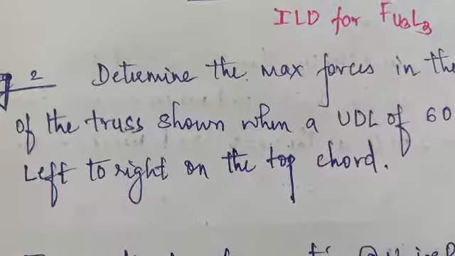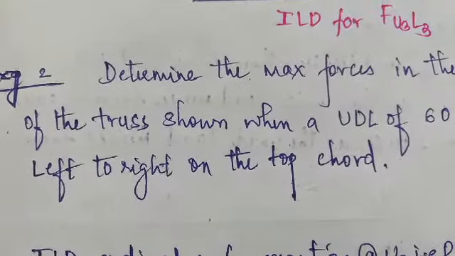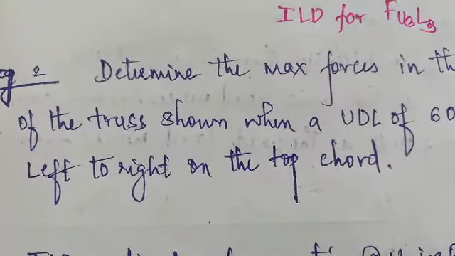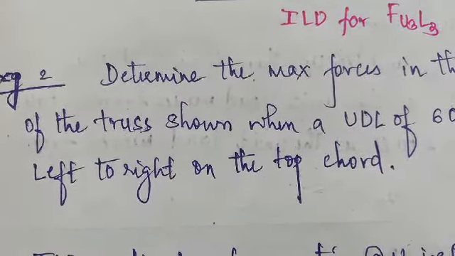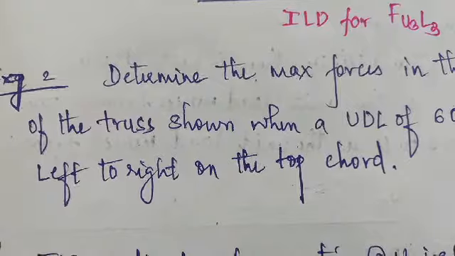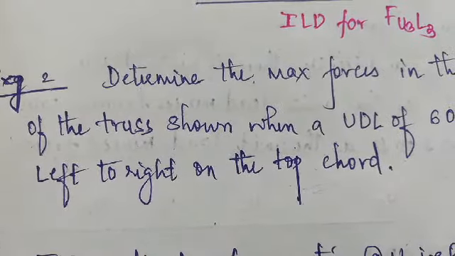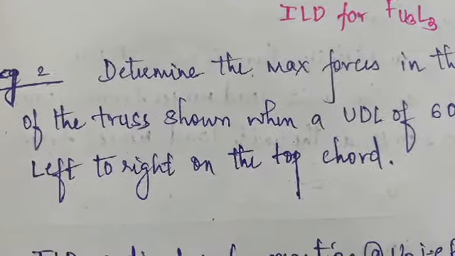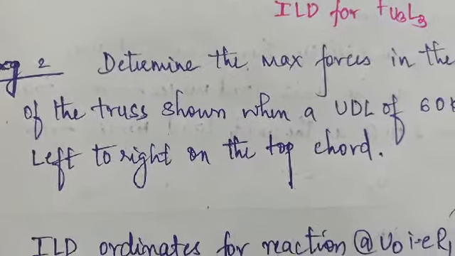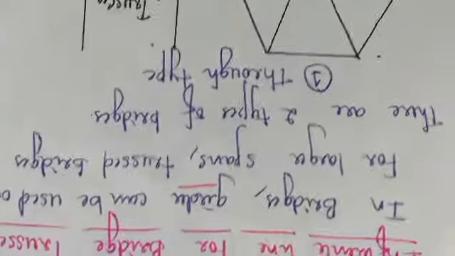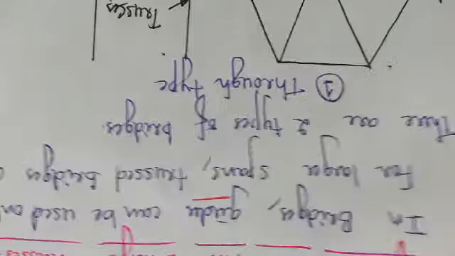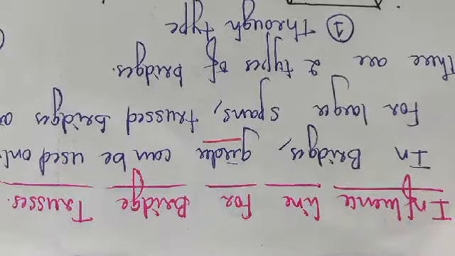For today's class we are going to deal with the influence line diagram for the trusses. Okay. So in truss we have two categories of trusses. One is called the through bridge type and one is called the deck type. Now, the influence line diagram for bridge trusses.